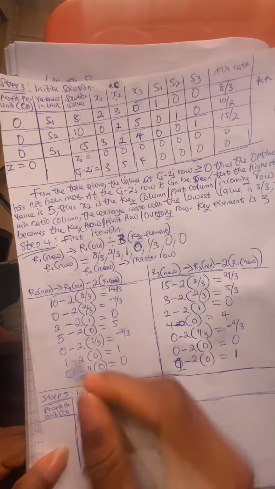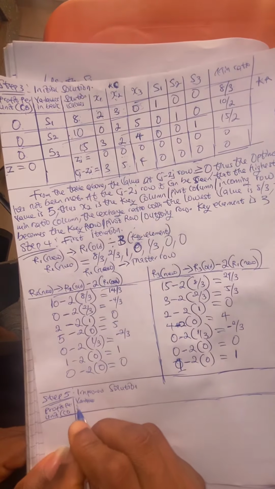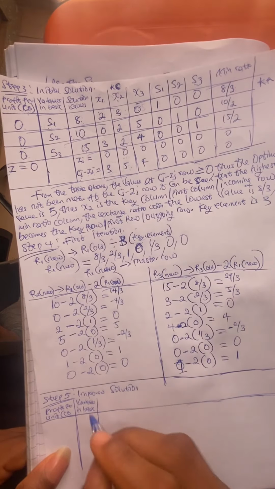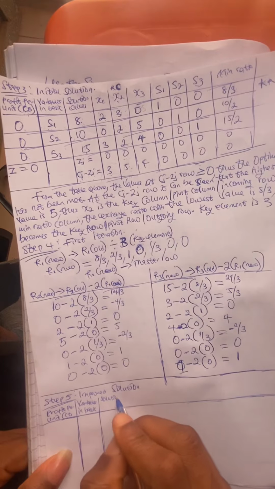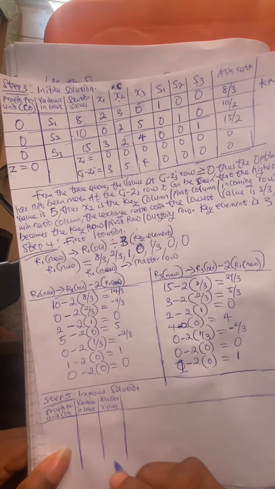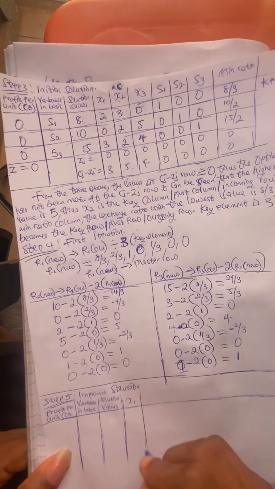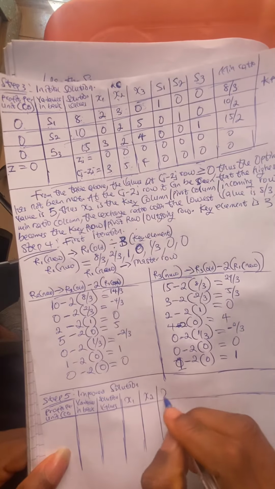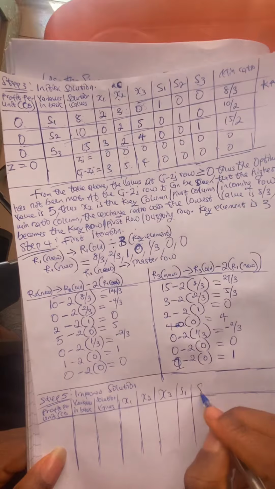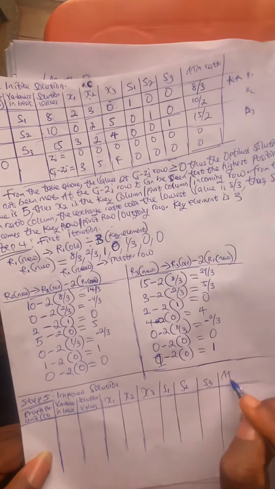And then the next one will be your variables in basic. Bring it down. The next one will be your solution values. Bring it down, right? And then just bring down all your values: x1, x2, x3, x1, x2, x3, and then your minimum ratio.